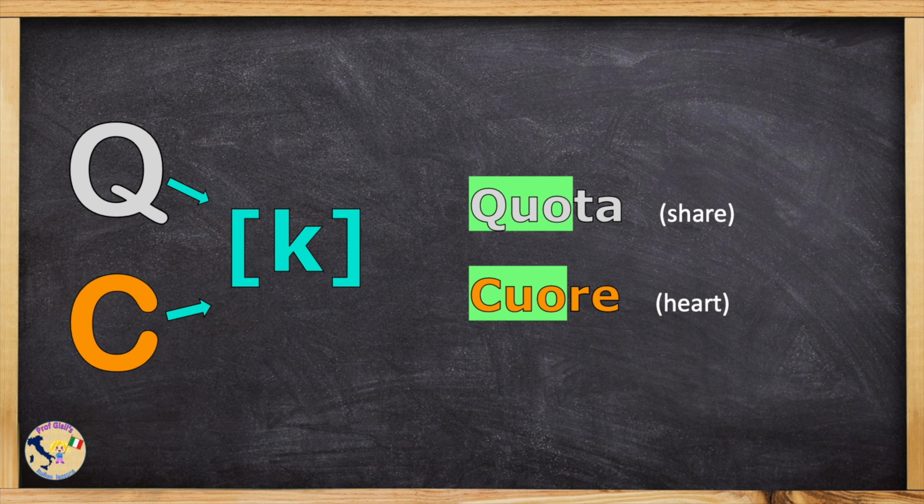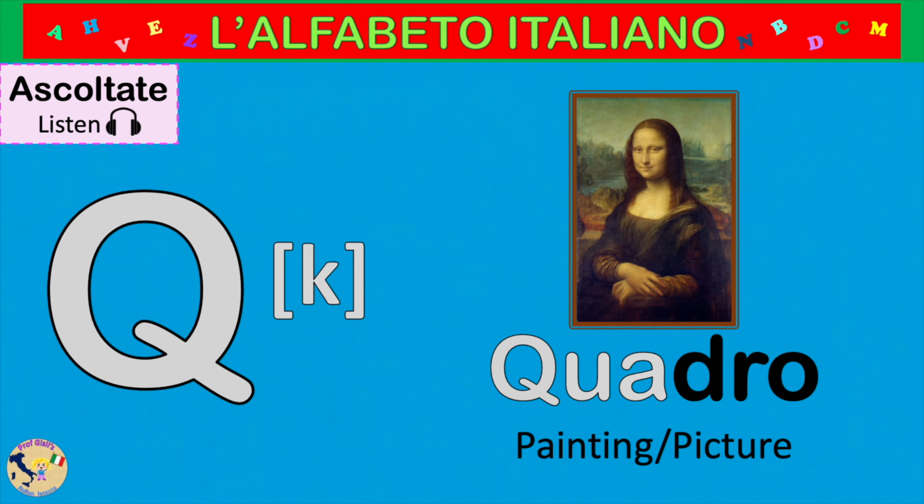Now let's practice the pronunciation of words beginning with letter Q. Ascoltate. K, quadro. Ripetete. K, quadro.